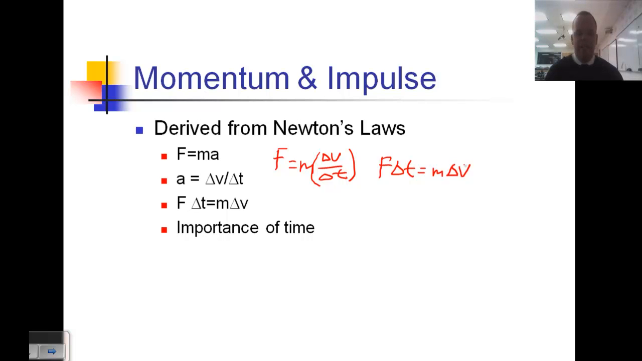If you can increase the time it takes for a collision, you will decrease the force. And that's why airbags work the way they do. That's why seat belts. That's why padded dashboards. That's why the crumple zones in your car are all designed the way they are, to increase the time that it takes for you to come to a stop, therefore decreasing the force.